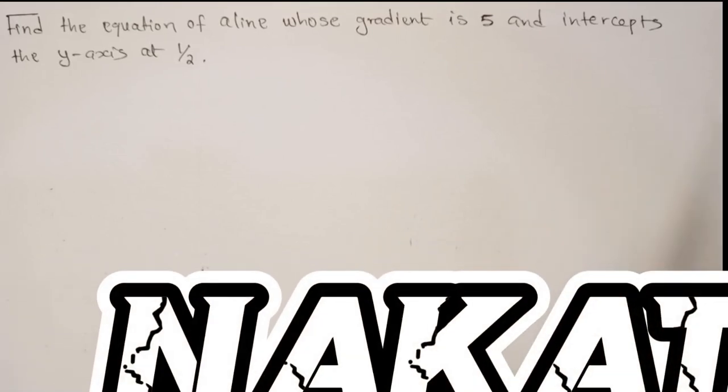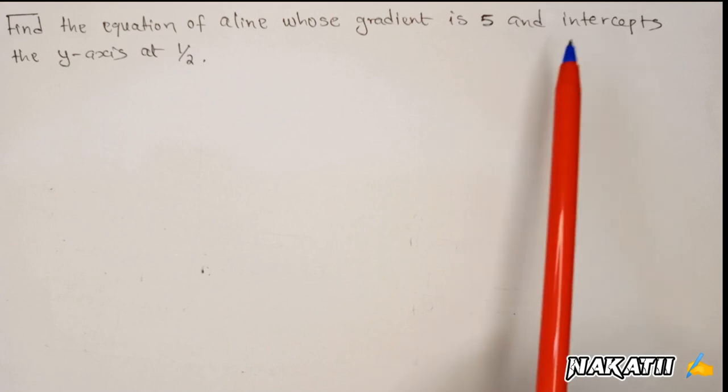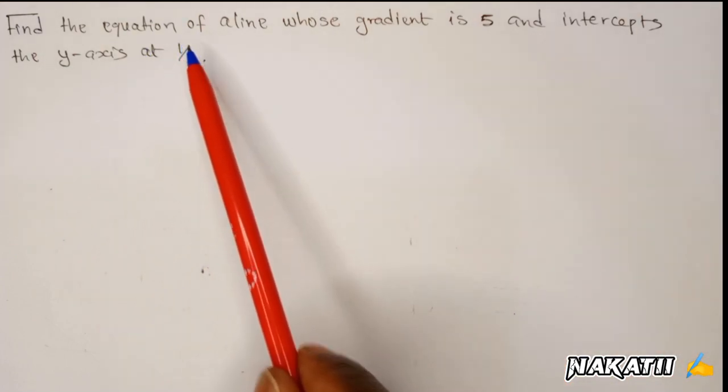So we have a question here. It says find the equation of a line whose gradient is 5 and intercepts the y-axis at a half.